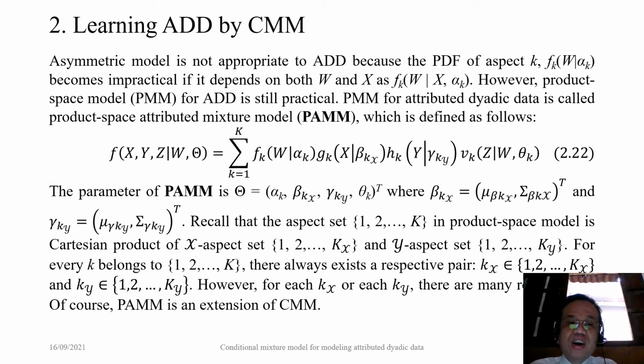A symmetric model is not appropriate to S because the PDF of aspect K, FK, becomes impractical if it depends on both W and S as FK. However, the product space model PMM for S is still practical. PMM for attributed dyadic data is called the product space attribution model PAMM, which is defined by equation 2.22 here.